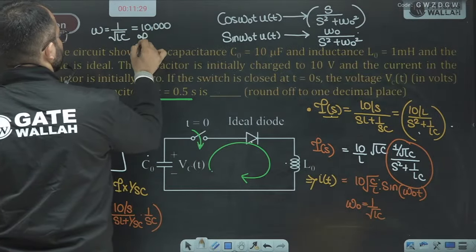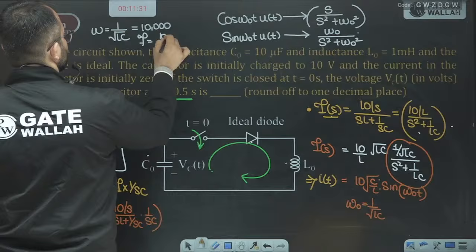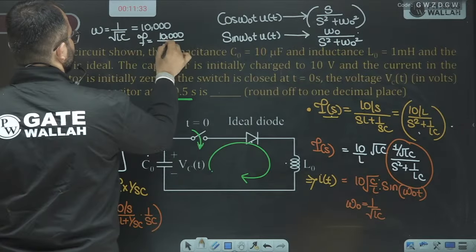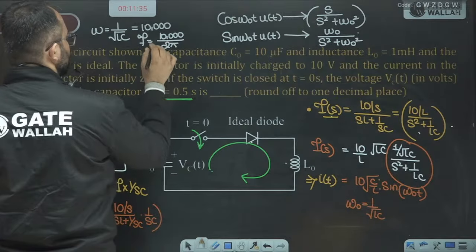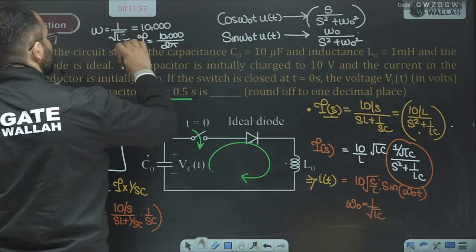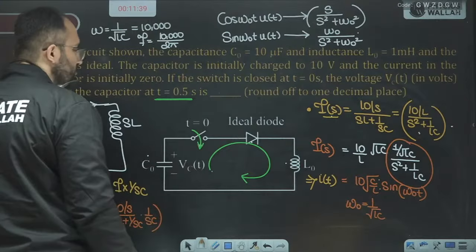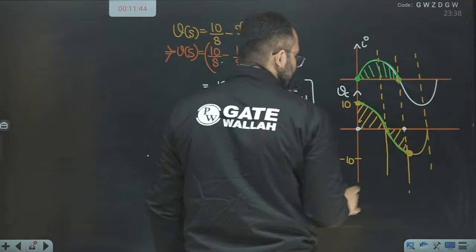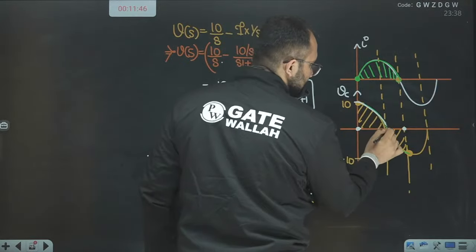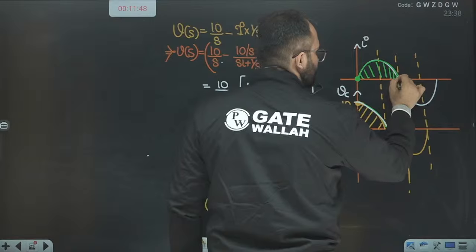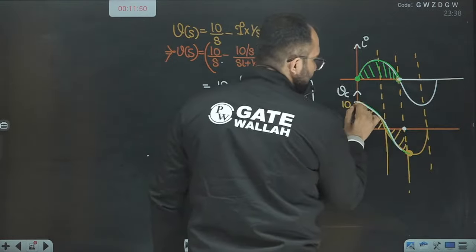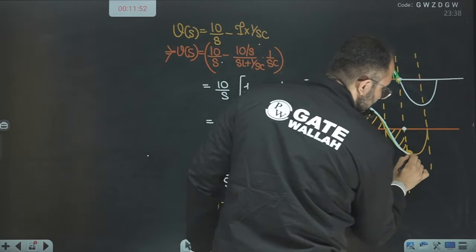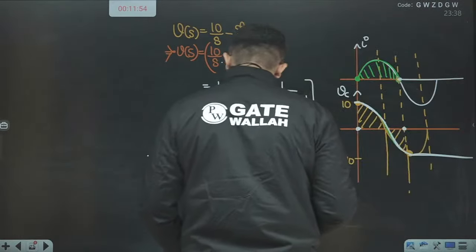So frequency will be 10,000 upon 2 pi. And the time period will be very small. Time period will be in milliseconds. So we can see that this time period will be in milliseconds. Okay. After that, the current flow stops. And the capacitor voltage takes minus 10 as a fixed voltage.